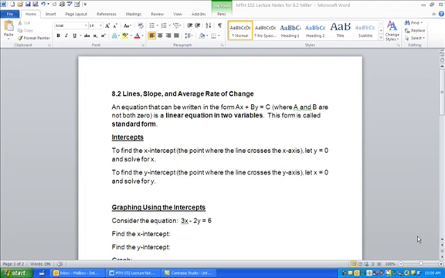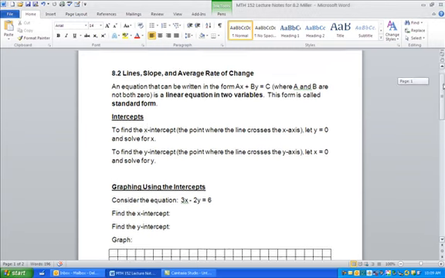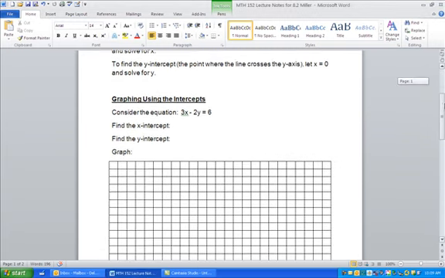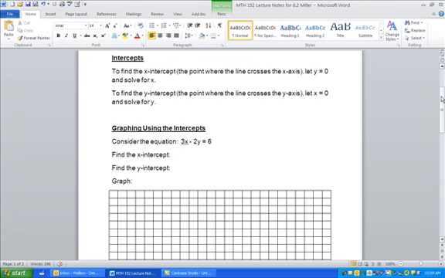Intercepts. To find the x-intercept, which is the point where the line crosses the x-axis, we let y be 0 and solve for x. To find the y-intercept, the point where the line crosses the y-axis, we let x be 0 and this time solve for y. Now let's look at an example that shows us how to find the intercepts. And we're going to use the two intercepts to do our graph.